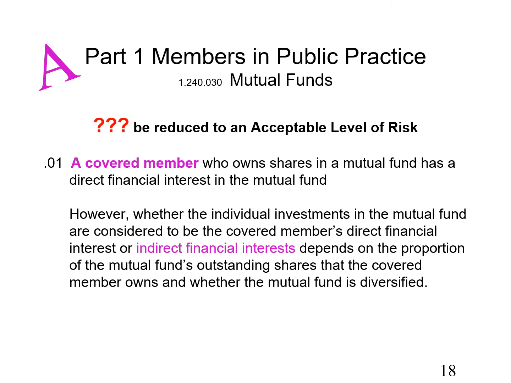It's considered an indirect financial interest because you don't make the buy-sell decision. You don't decide whether the mutual fund is going to buy or sell their stock in Intel. So this is considered an indirect financial interest.